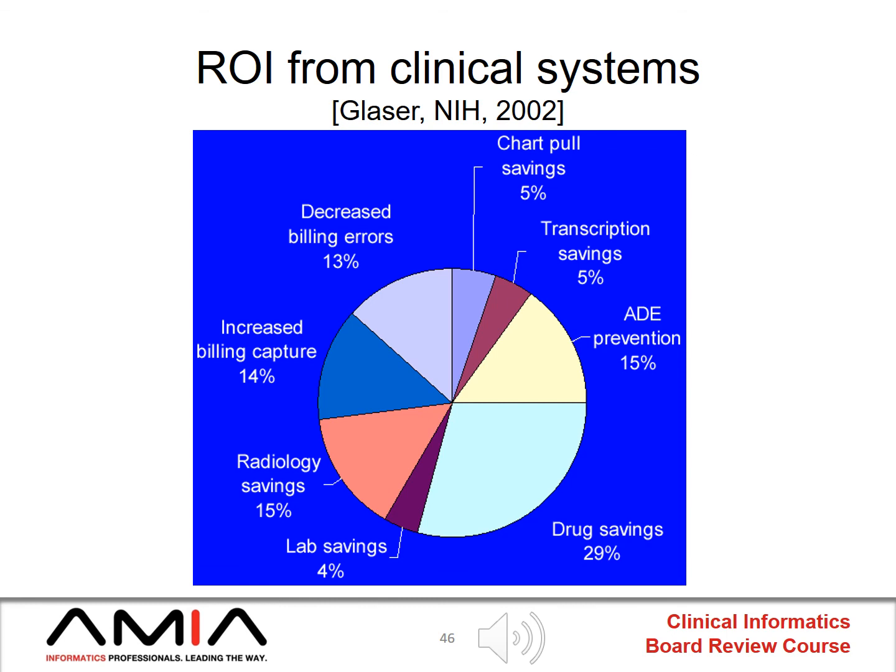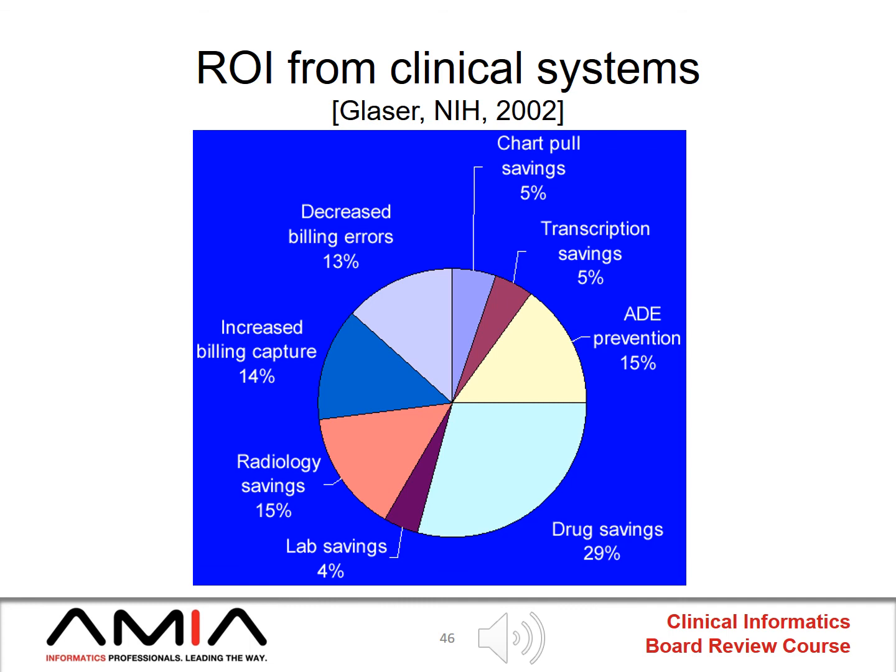So you can see the categories of return for clinical systems, including savings of 29% in drug savings. And remember from the previous slide, our fictitious organization had 8% of expenses attributable to drugs. And then you have adverse drug event prevention. Adverse drug events are harmful, but they're also expensive.